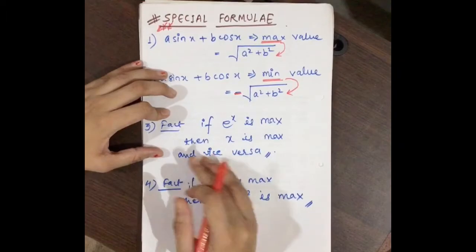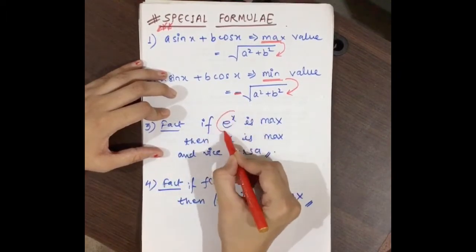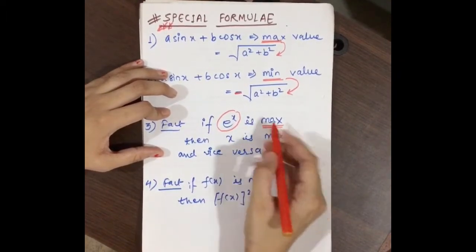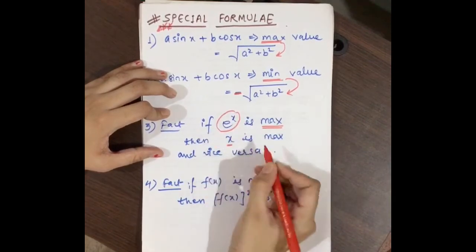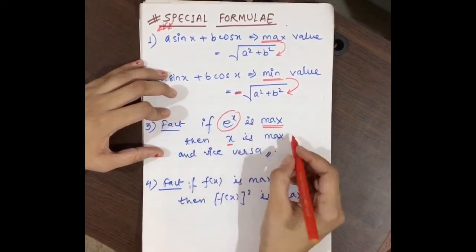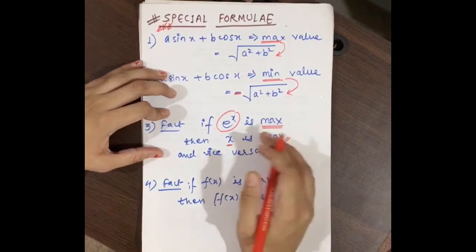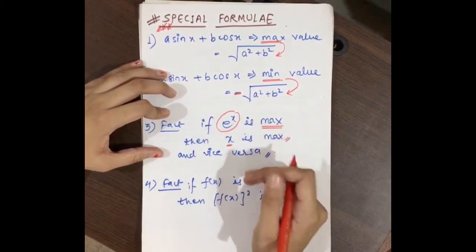Now there is another very important fact: if e to the power x is maximum, then x is maximum, and vice versa, that is, if e to the power x is minimum, then x is minimum.